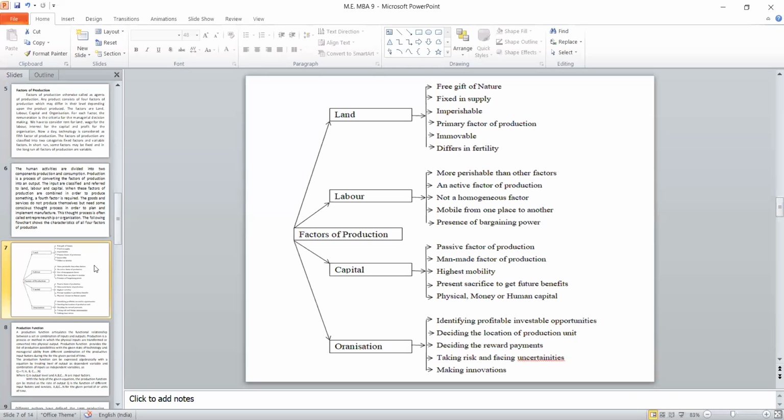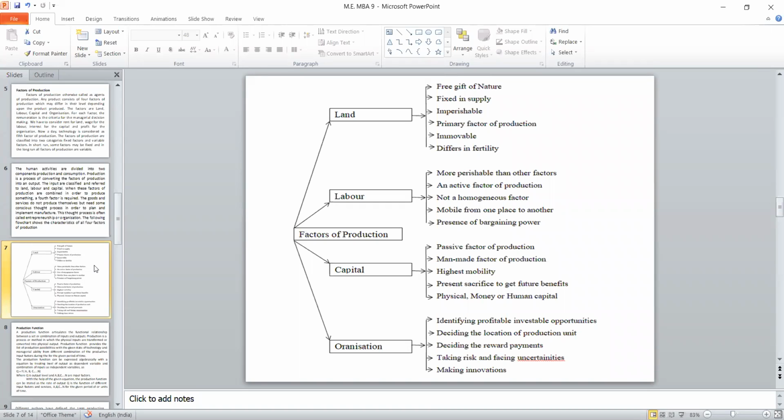Next to land, the most important factor of production is labor. The thing is, it is comparatively more perishable than other factors. Why? Because the health will vary. One particular day he may work well, the next day he may feel sick and will not work. So it is not possible to say it's constant or homogeneous. But it is a very active factor of production compared to the other three, because without him nothing will happen.